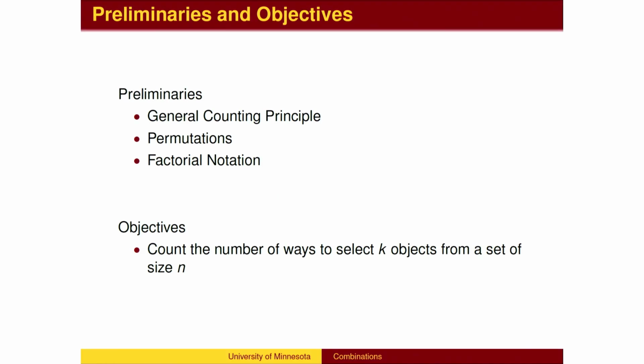Combinations. You should be familiar with the general counting principle and permutations, including the factorial notation to compute answers to permutation questions. In this lesson, we will count the number of ways to choose k objects when we are not concerned with the order of selection.